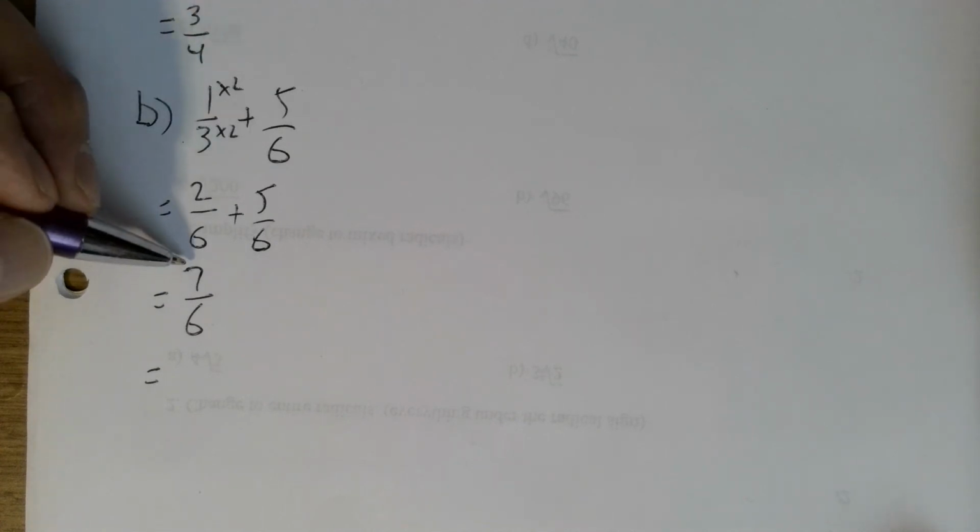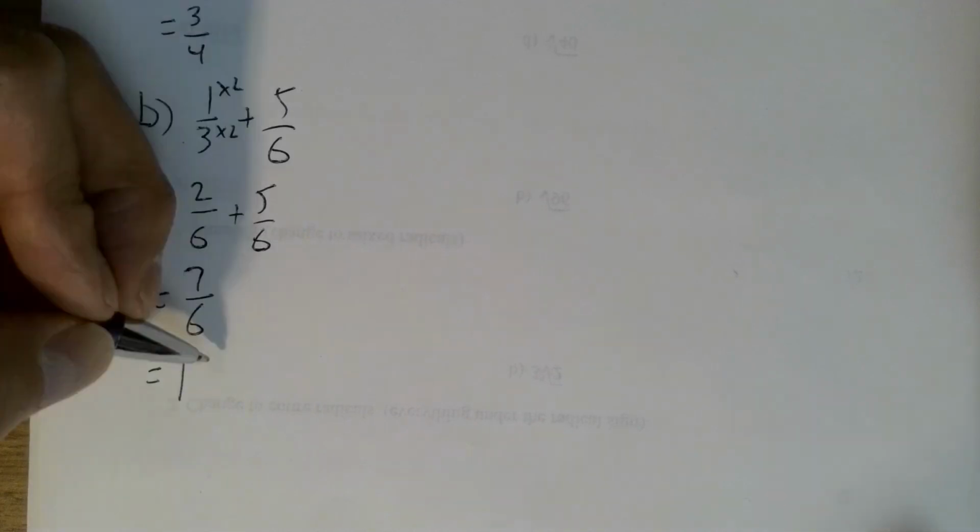And just for practice, let's write that as a mixed number. Remember, with creating a mixed number, we're figuring out how many whole pizzas we've got. So in this case, 7 slices, that means I've got 1 whole pizza. That used up 6 of the slices. I've got 1 left. So it's 1 1/6.